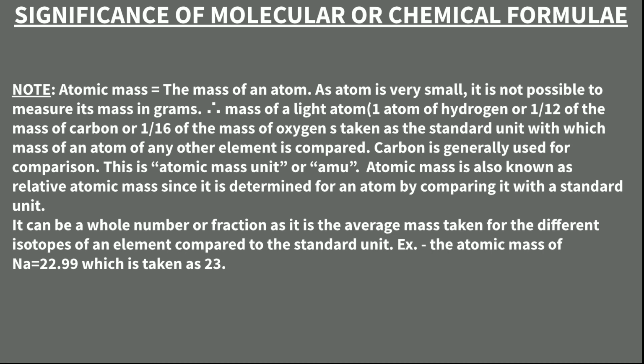So atomic mass is also known as relative atomic mass, since it is determined for an atom by comparing it with a standard unit. As we find out atomic mass by comparing it with a standard unit, that's why it can also be called a relative atomic mass. Okay, it can be a whole number or a fraction, as it is the average mass taken from the different isotopes of an element compared to the standard unit. For example, the atomic mass of sodium is 22.99, which is taken to be 23.